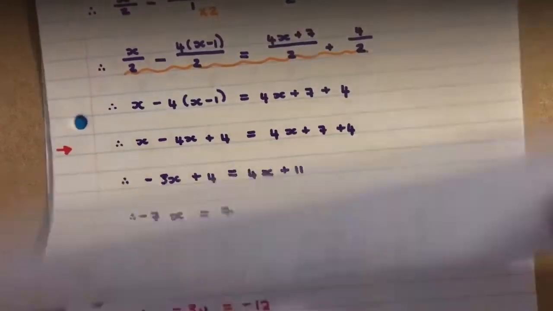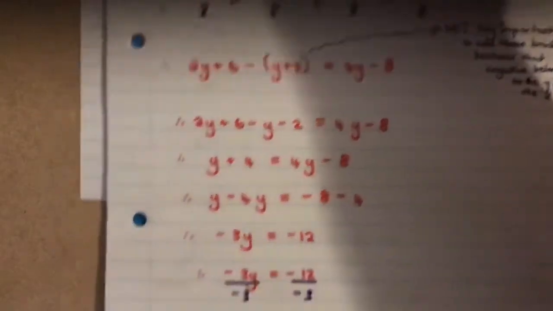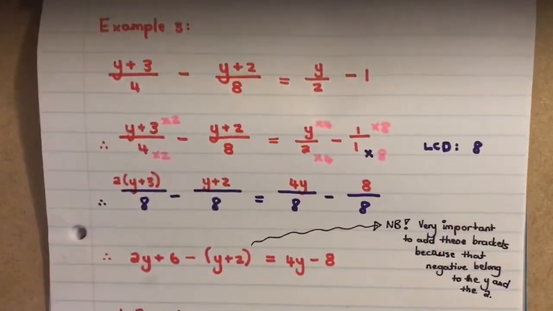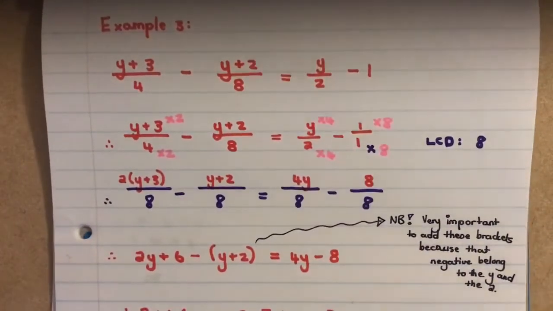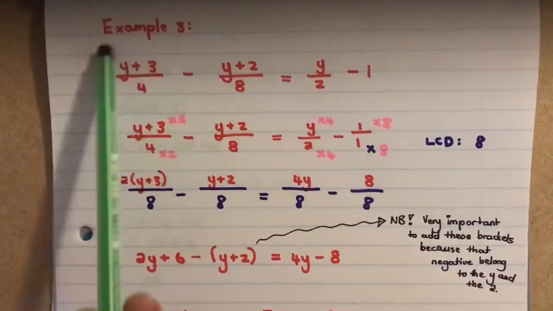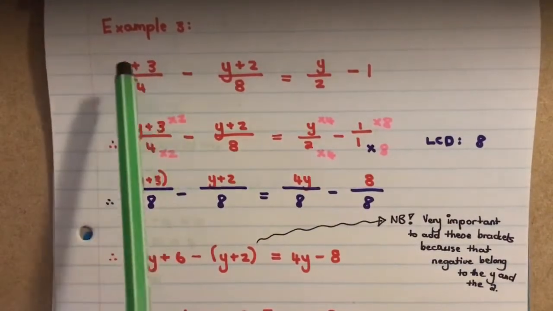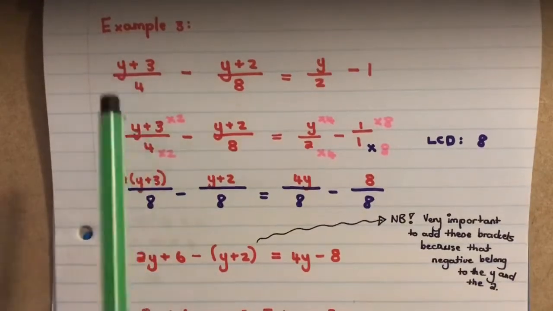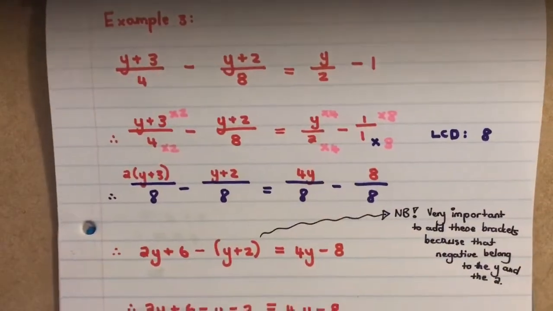Okay, and let's look at example 3. Now we've got 2 terms on top of that fraction. I know it's one term over there, but you've got 2 little terms. So let's just take it step by step.